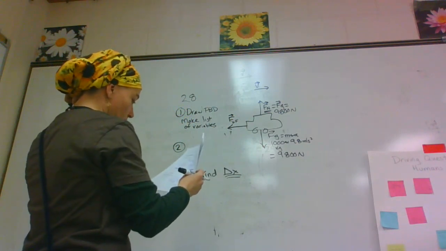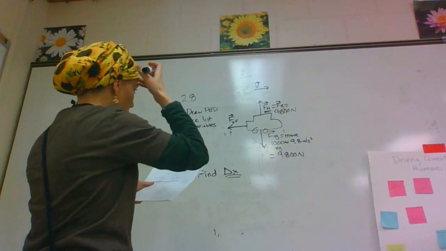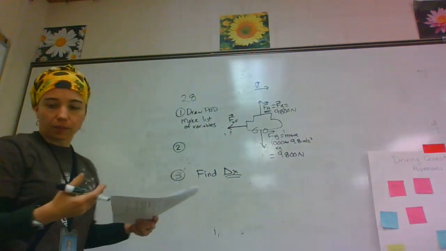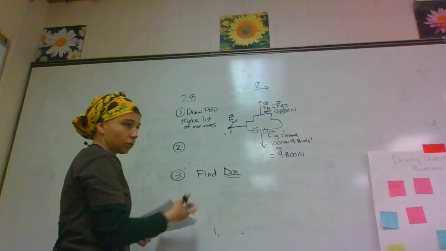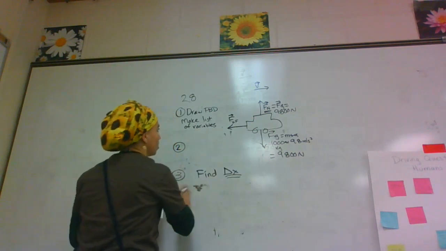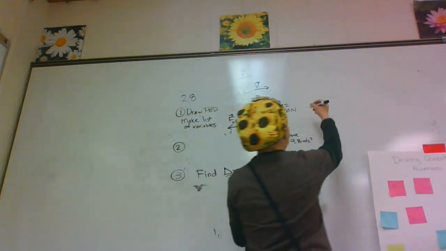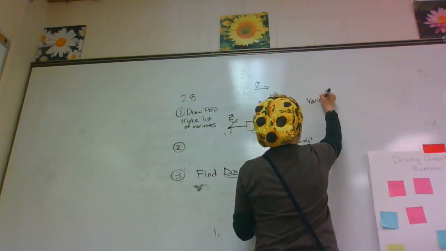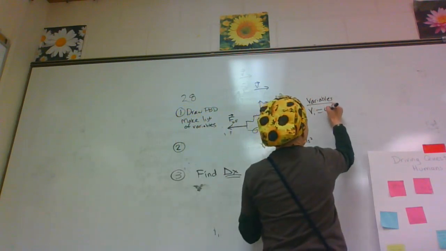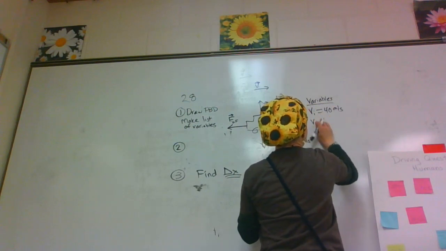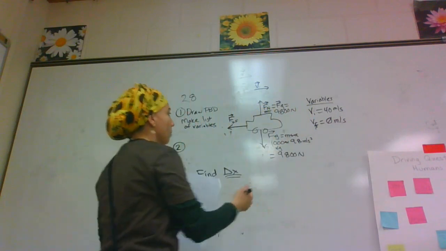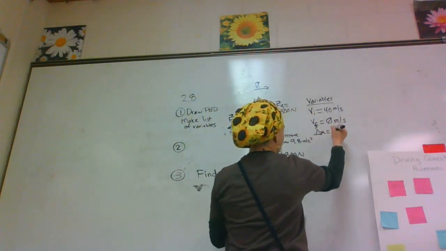All right, so the next step is for me to think about what equations are available to me for finding delta x. There are two on my equation sheet. I'm going to do my list of variables because that helps me decide what equation I want. So what variables do I have information on in terms of motion? I know that my initial velocity is 40 meters per second. I know my final velocity is 0 meters per second because my car is coming to a stop. And I know I'm trying to find delta x.